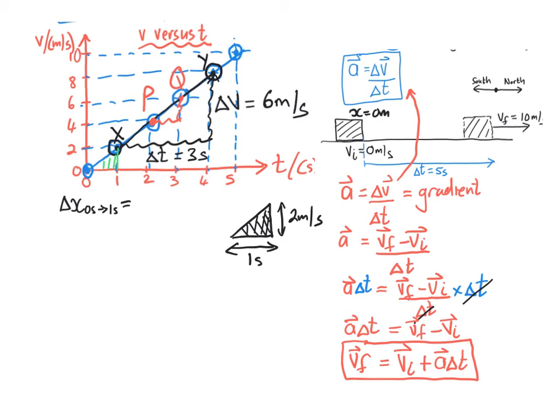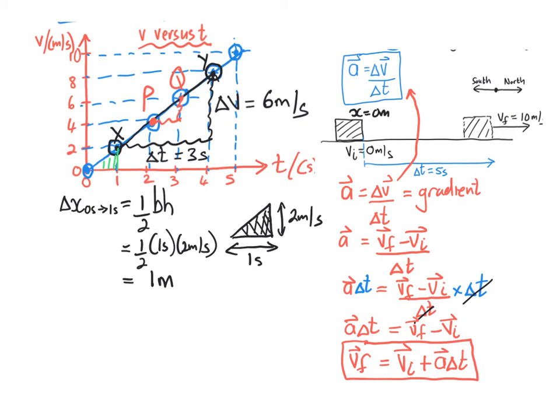So the area of a triangle is half base times height. So this is going to be a half, the base is 1 second. The height is 2 meters per second. And a half times 1 times 2 is just 1. And notice that the seconds times meters per second gives us a unit in meters. So that's an indication that the area under a velocity time graph actually gives us the change in position of the object up to that point.